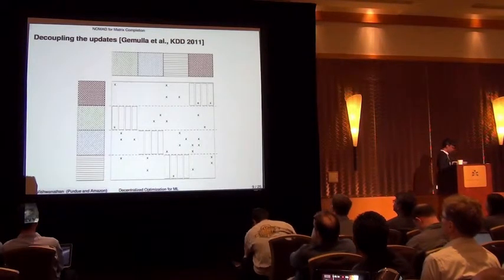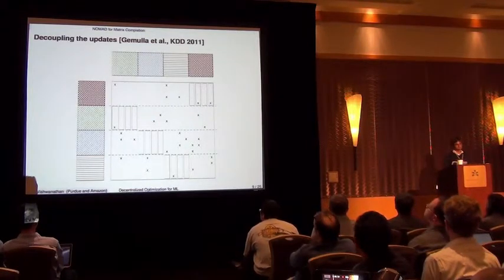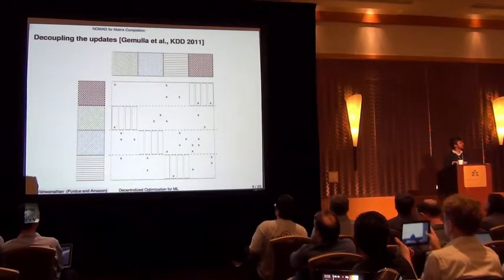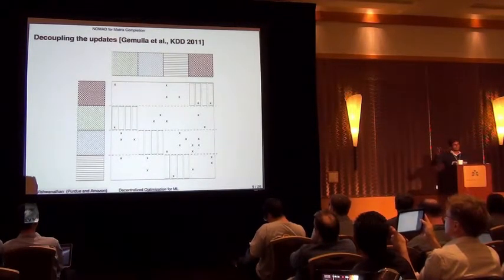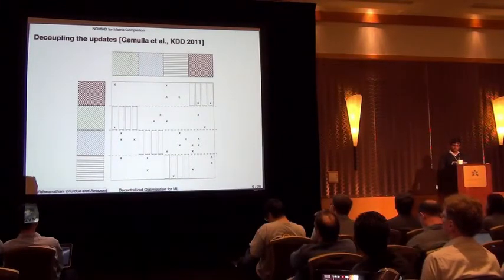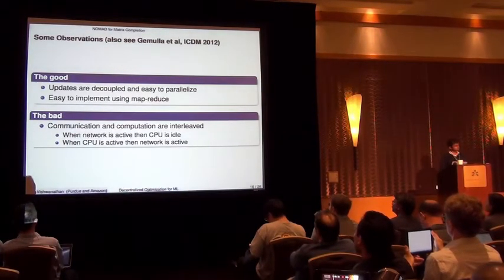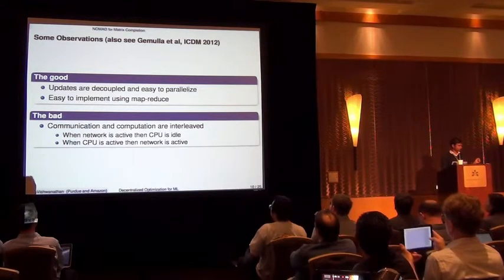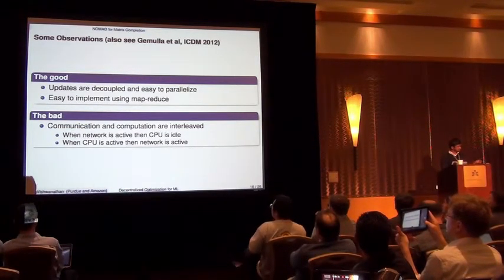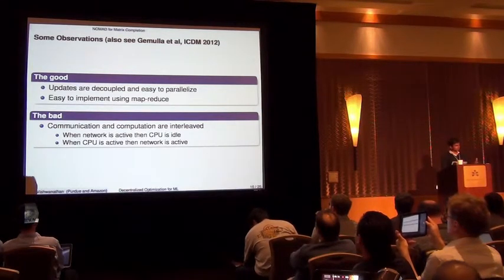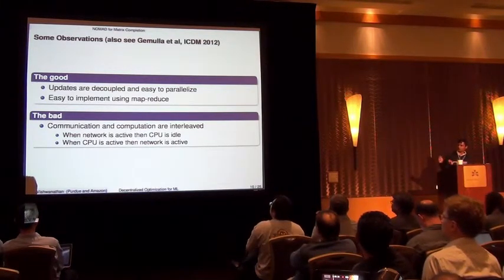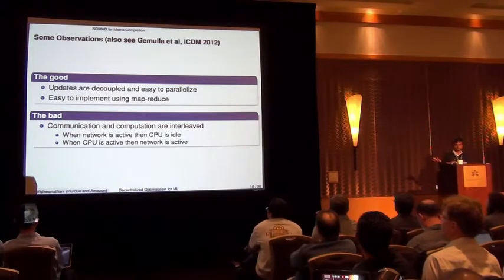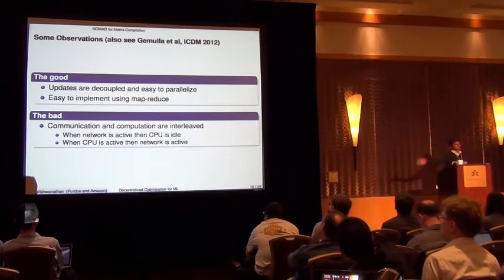The good thing about this scheme is that it's very easy to do in MapReduce, and you can nicely parallelize it. But the problem is this bulk synchronization: you have to synchronize after every step. If you look at the way you're using your resources, communication and computation are interleaved. When you're communicating over the network, transmitting all these parameters to other machines, you're not computing, and when you're computing, your network is idle.